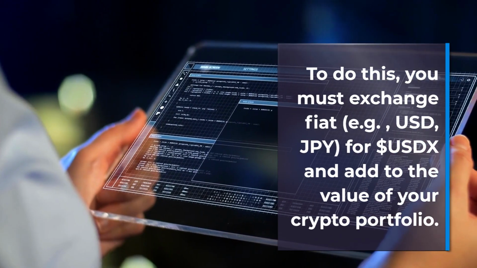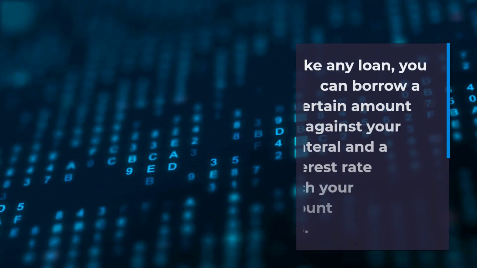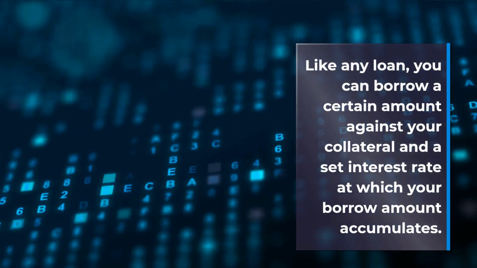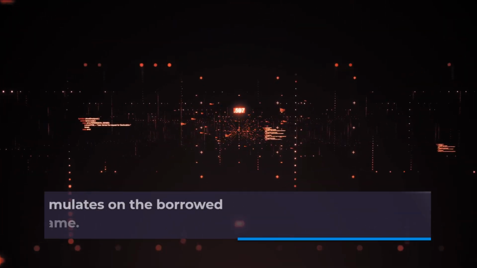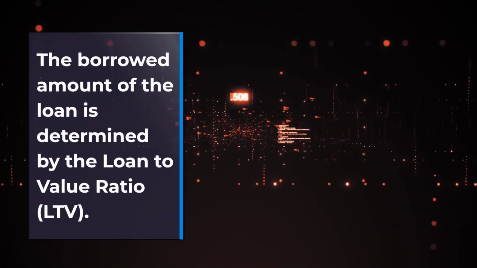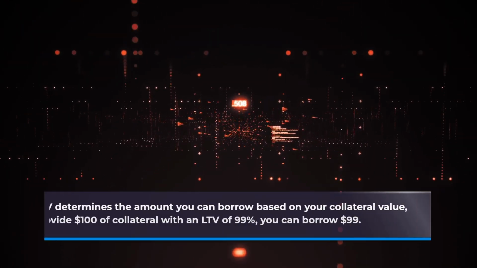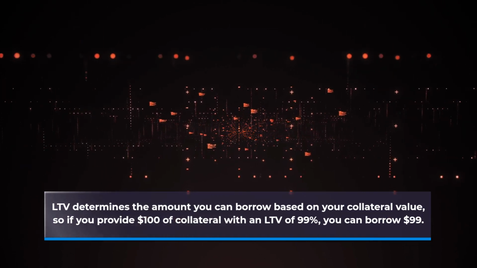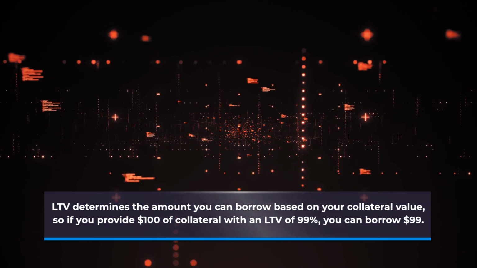Borrowing USDX. Like any loan, you can borrow a certain amount against your collateral and a set interest rate at which your borrow amount accumulates. On Kava, interest accumulates on the borrowed amount of each block with no repayment timeframe. The borrowed amount of the loan is determined by the loan-to-value ratio, LTV. LTV determines the amount you can borrow based on your collateral value, so if you provide $100 of collateral with an LTV of 99%, you can borrow $99.